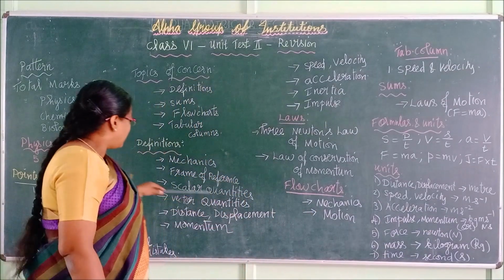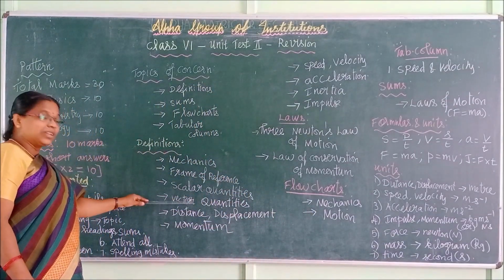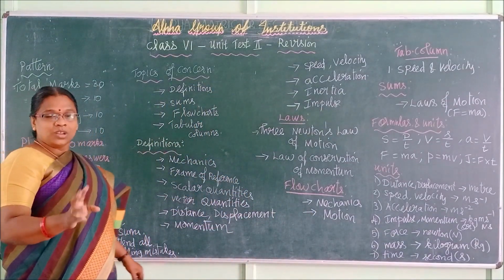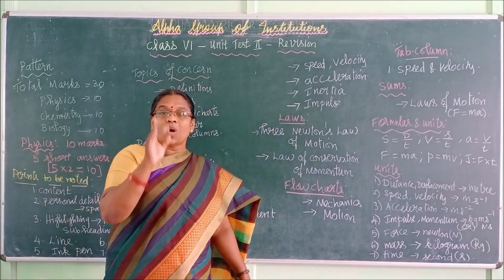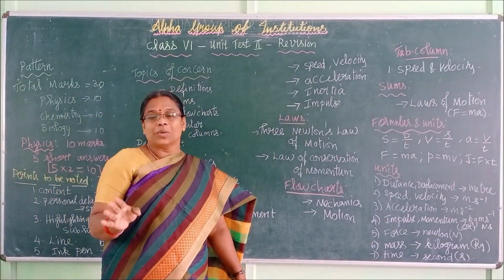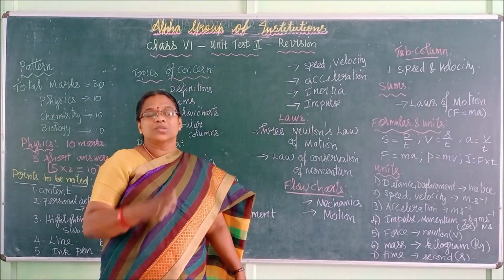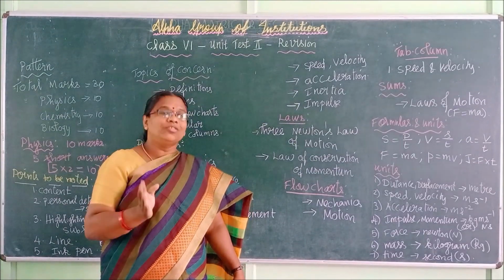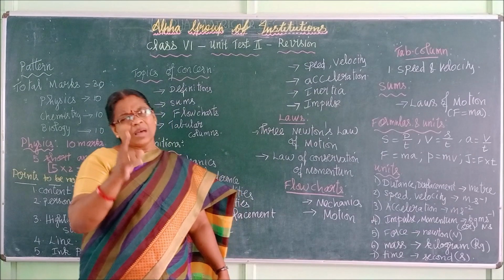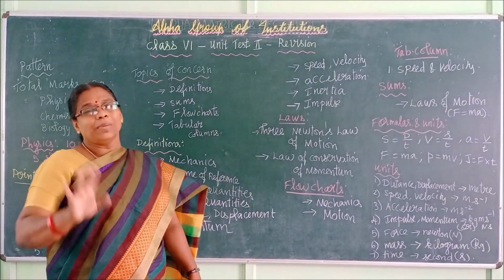Right? So when you are writing these two questions, scalar quantities and vector quantities, first give the definition. Don't think that since the question asked only what are scalar quantities and vector quantities, you need not give examples. Whether it is asked or not, you have to write examples. Two examples or one example, at least one example is enough.